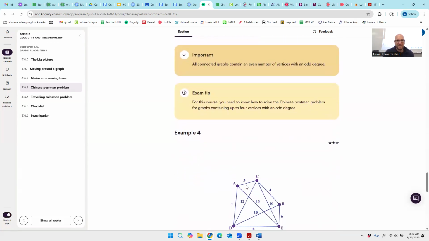All connected graphs contain an even number of vertices with an odd degree. Do you guys remember what connected is?